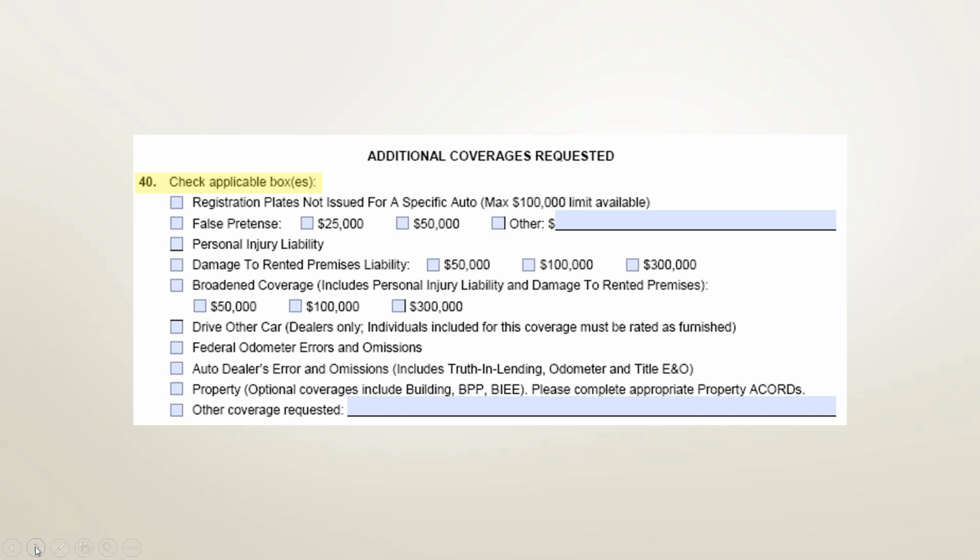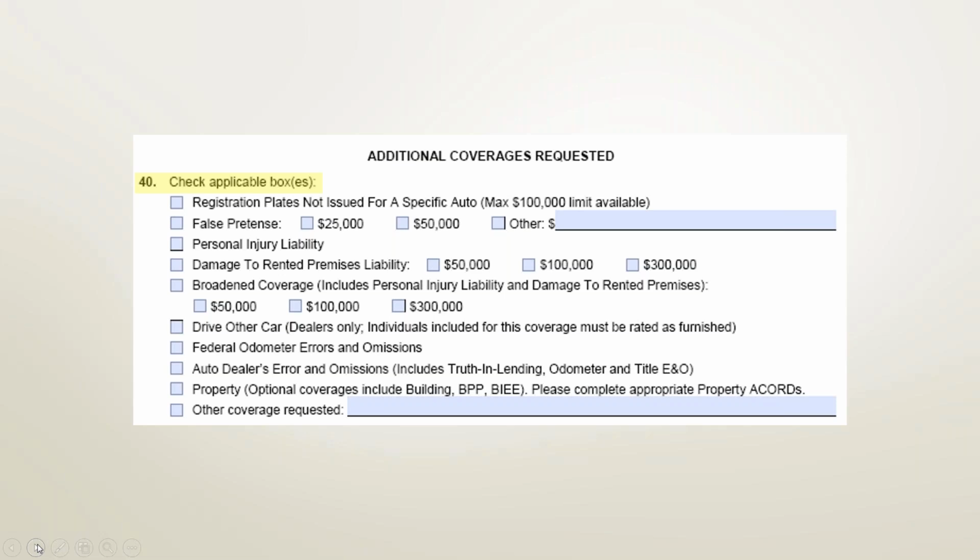And then you can get personal and advertising injury, and damage to rented premises, which is also known as fire legal liability. If your applicant wants both of those coverages, which typically they do, then we would actually add the next one, which is broadened coverage, because it encompasses both of those coverages.